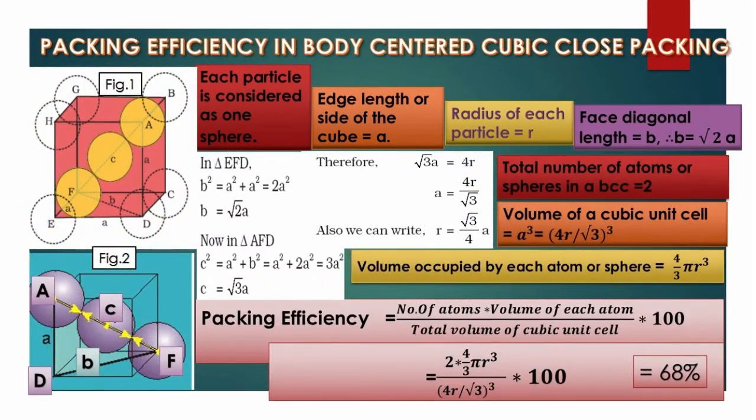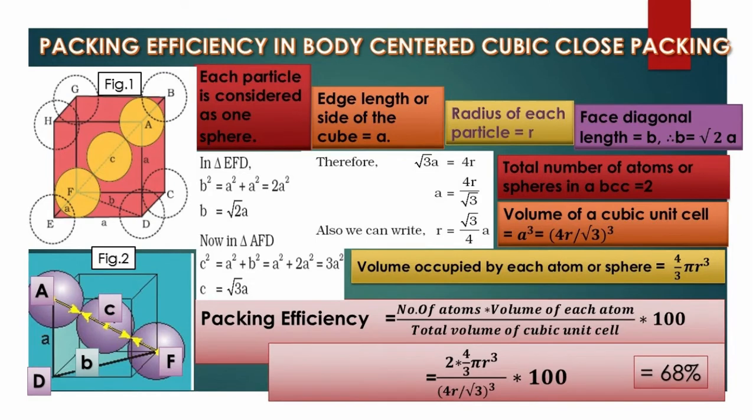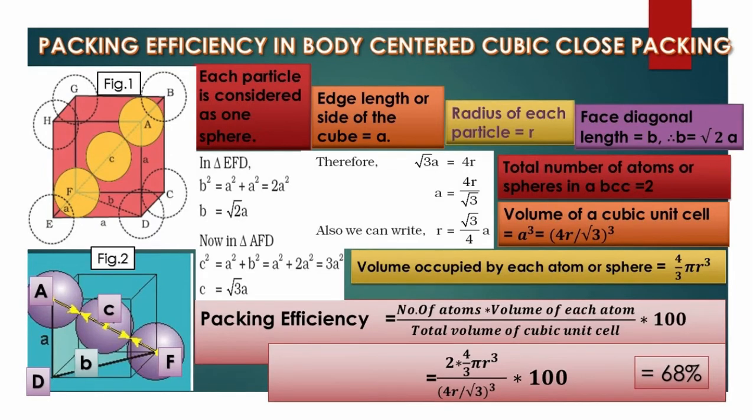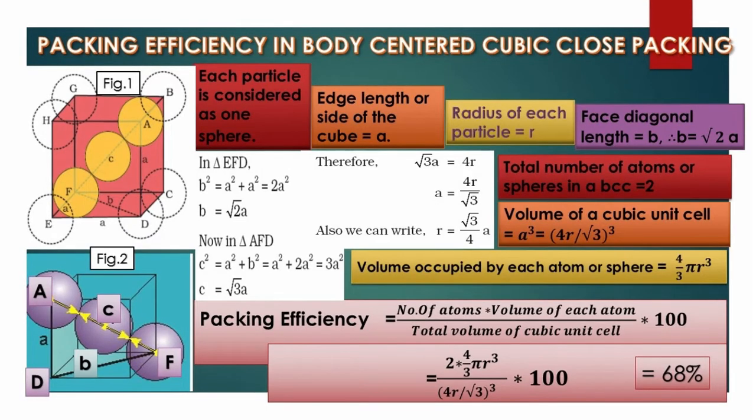Let's calculate the packing efficiency in body-centered cubic closed packing. We know in a BCC unit cell, atoms are present at the 8 corners of the cube and one atom is present at its body center. This is shown in figure 1.